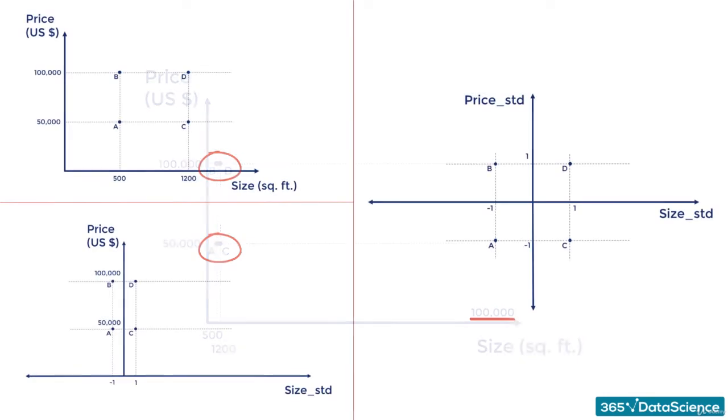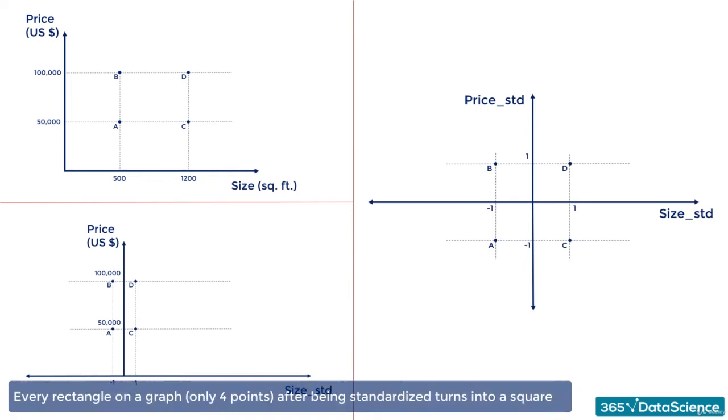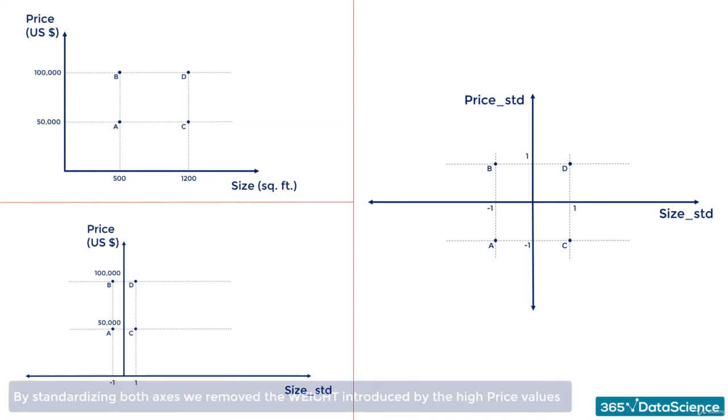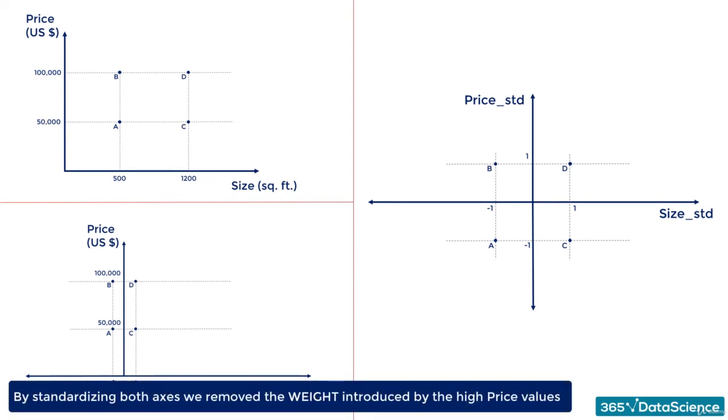Finally, the last graph resulted in a square because there were only 2 values for each axis. Logically, every rectangle on a graph after being standardized turns into a square. So, no matter how I chose the axes or how far off they were from each other, as long as they were in the shape of a rectangle, the standardized output would have been a square. That said, by standardizing both axes, we remove the weight introduced by the high price values.